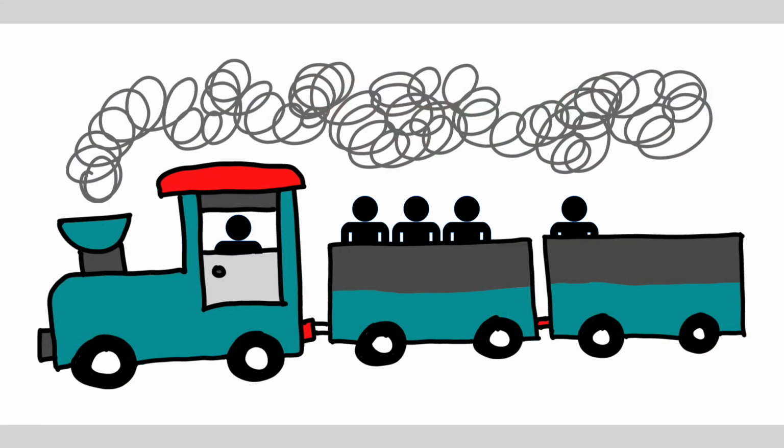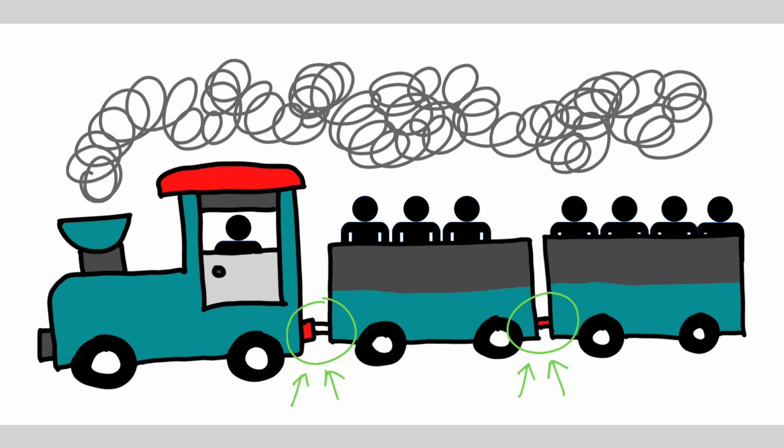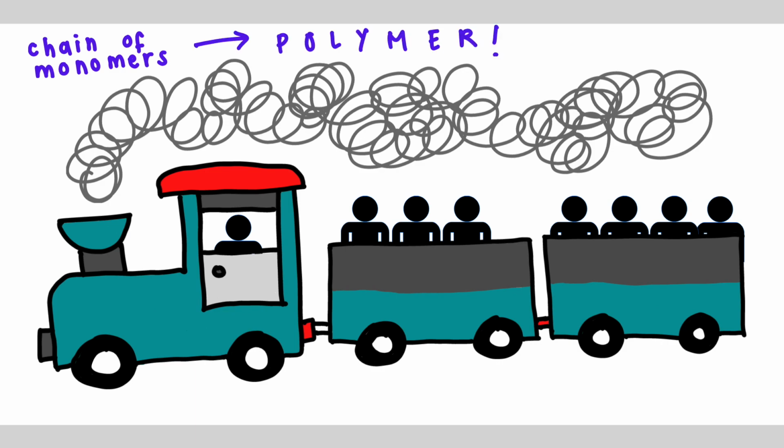Take this analogy. Our chemistry class, along with our chemistry teacher, Miss Mariana, are about to embark on a train to get to Bandung. In said train, there are so many cars linked together. The cars represent the monomers of a polymer, while the linkages are the bonds made. Altogether, this forms a chain of monomers and thus a polymer.